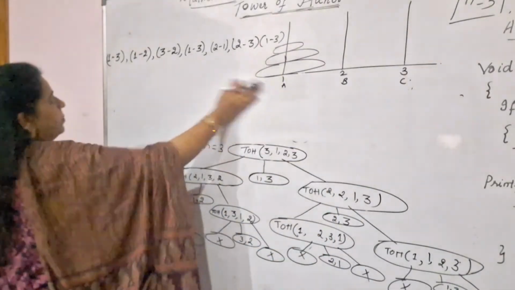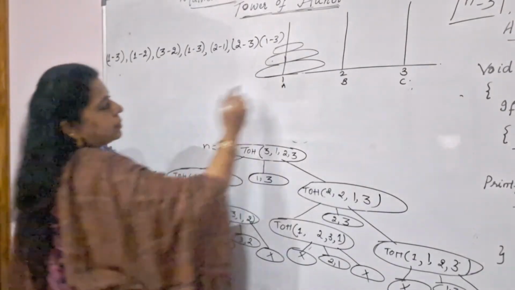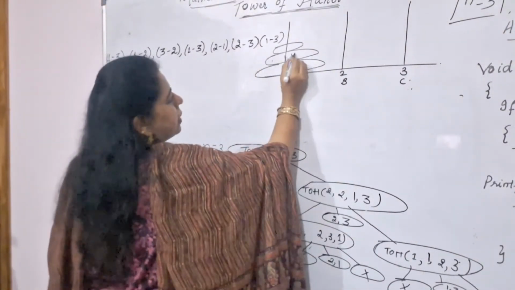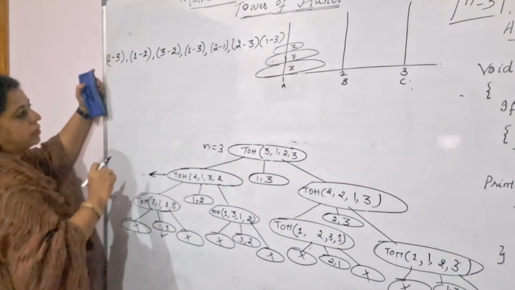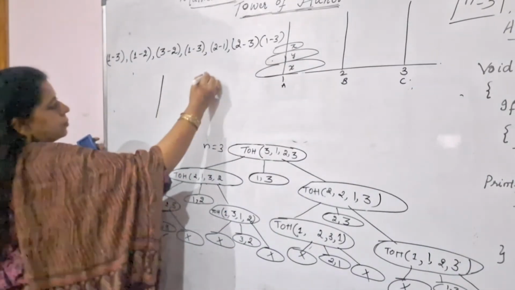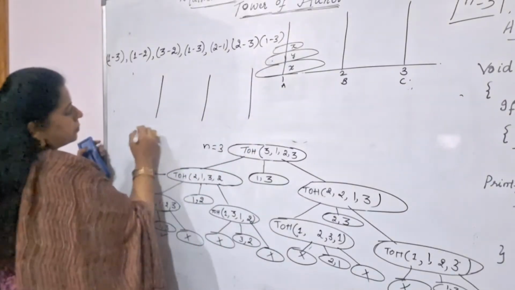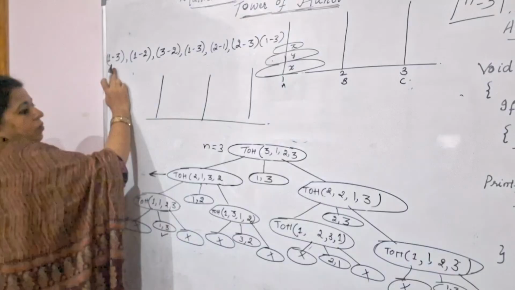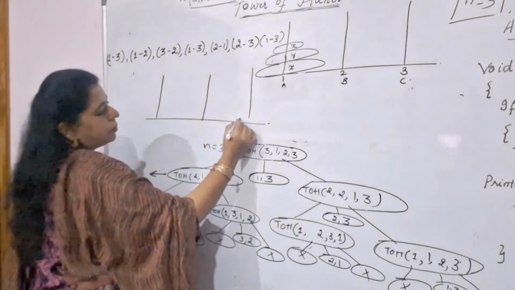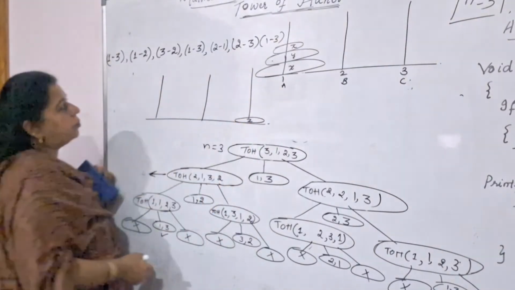So your initial problem is here. To identify the disks, I will write down like this. This is X, this is Y and this is Z. Okay. Just to get the clarity, I will name the disks also. So your 3 disks are here. First move is what? 1 to 3, this Z will come over here.